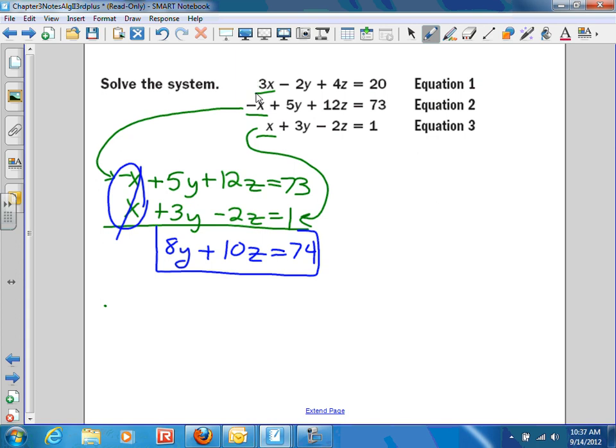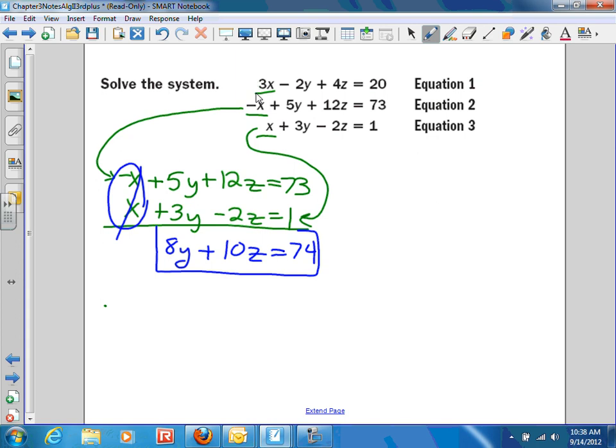All right, so now I need to go back and pick another set of 2. I can't pick the same 2; it won't do me any good. So I have to use the one with the 3x and then one of my others. It doesn't matter which one, but looking at the middle one, it's got that 5 and the 12 and then the 73 in it. I want to avoid that one just because I don't want to have to mess with those numbers if I can avoid it.